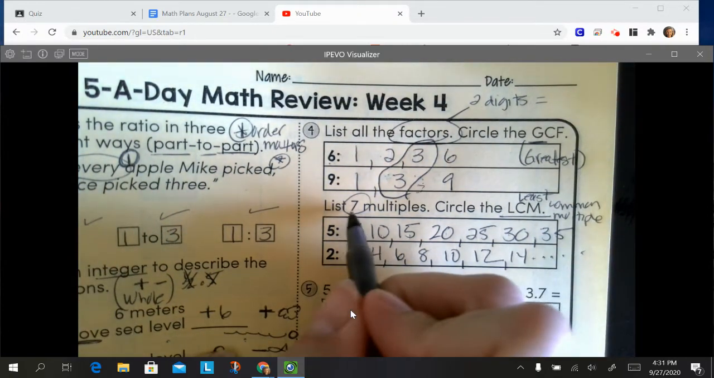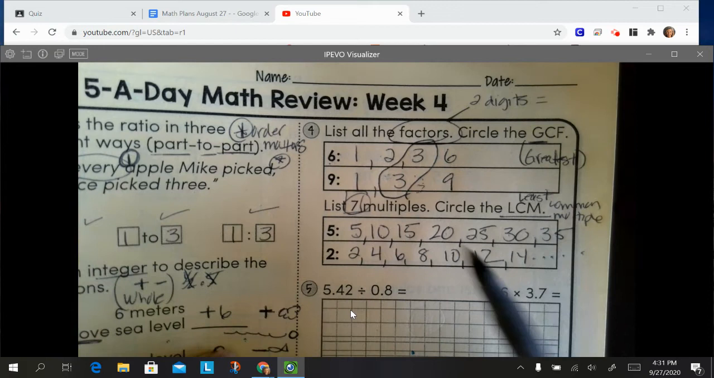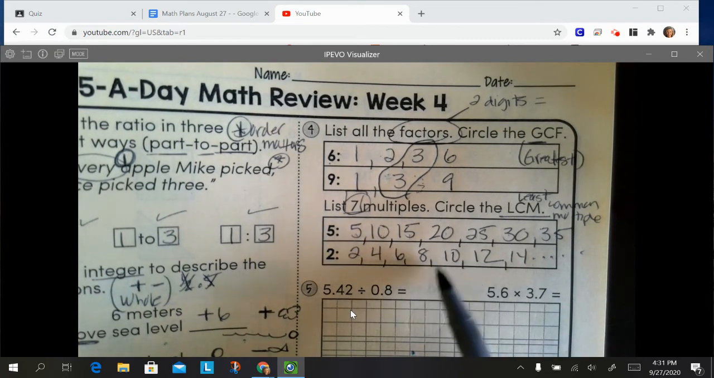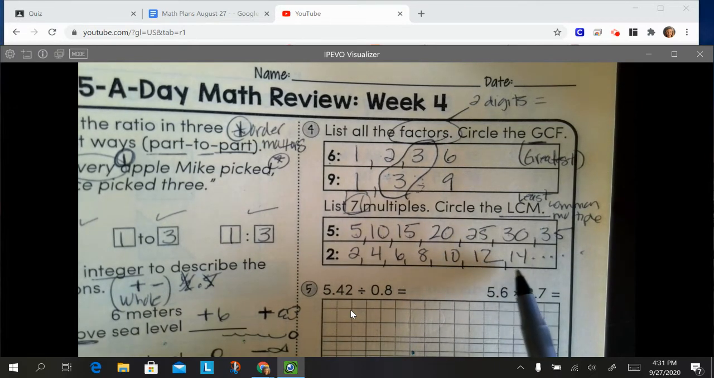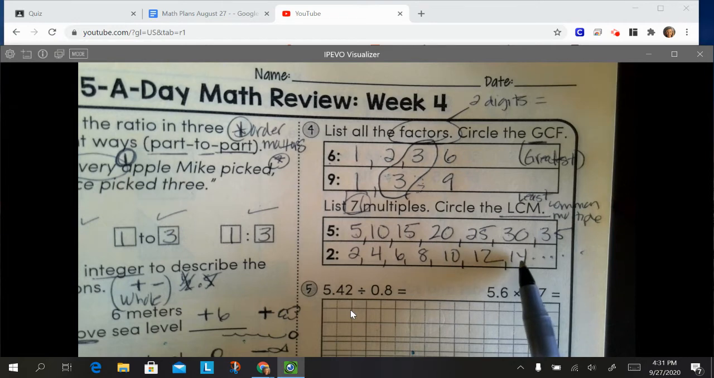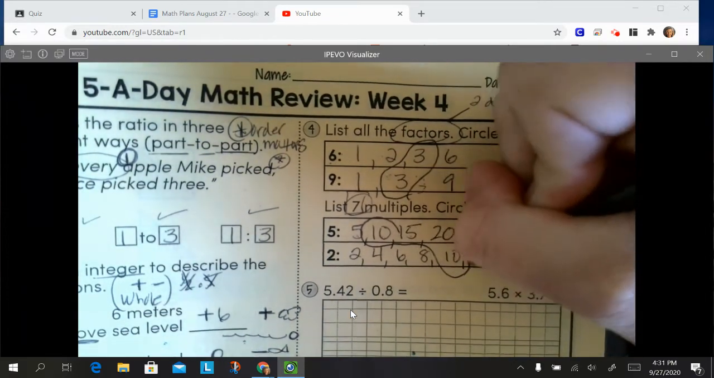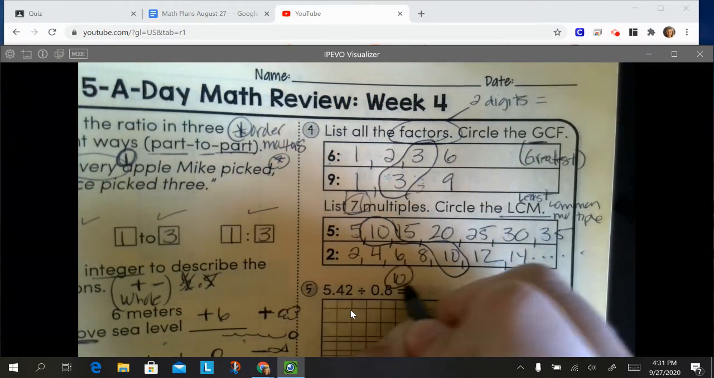But all they wanted to know was the next 7 multiples, and so we have that here, and they want to know the least common multiple. So what is the least common multiple that they have in common? Okay, and then we're going to look. It's not here. It's not here. It's not here. It looks like we have to take this out. Oh, wait a minute. There it is. It's right there. It's 10. I almost missed it. There you go. It's 10. 10 is your LCM.